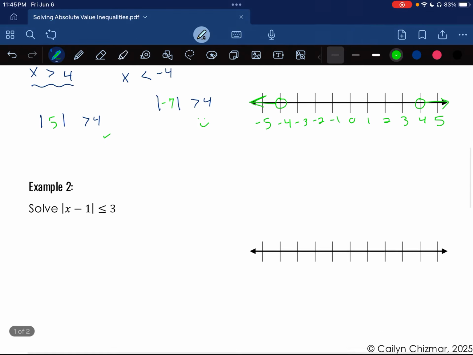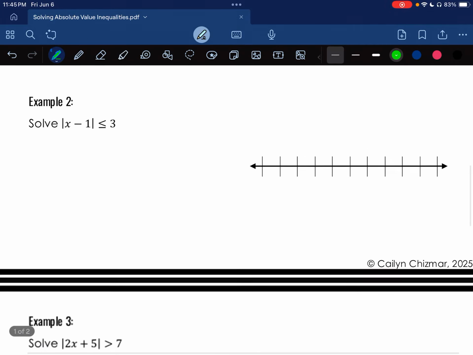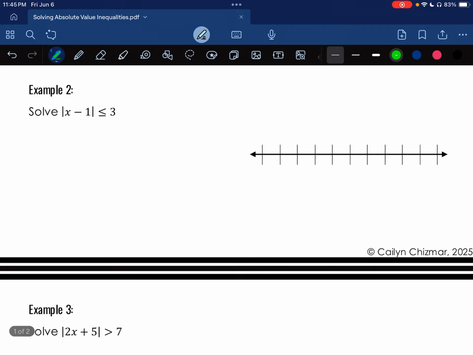All right, now we're going to go ahead and actually have some solving to do here in example 2. So our absolute value bar, it's already isolated, right? Nothing else happening to our absolute value expression. So we can go ahead and set up our related inequalities. So if x minus 1 is less than or equal to 3, our other one will be x minus 1 is greater than or equal to negative 3 because I'm flipping my sign.